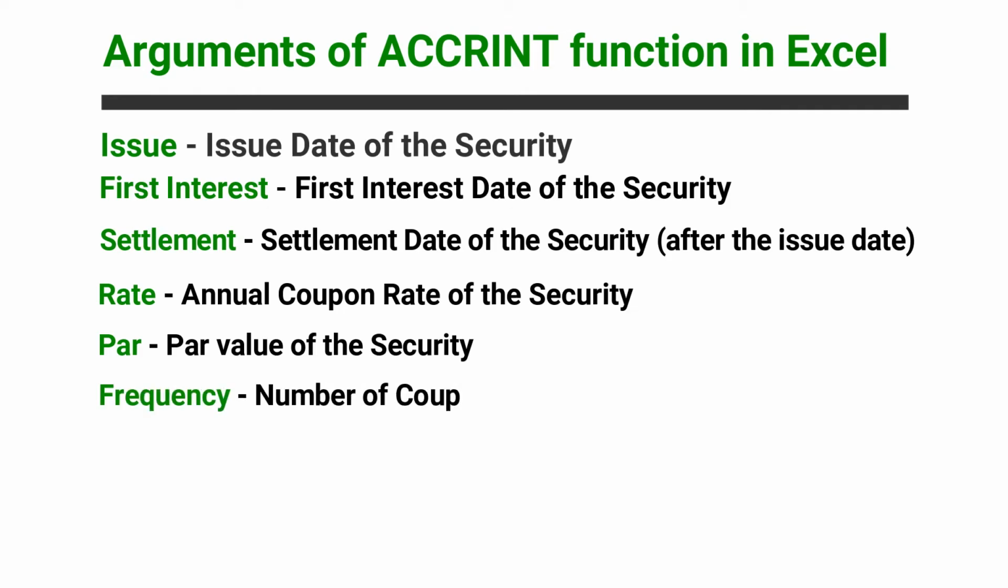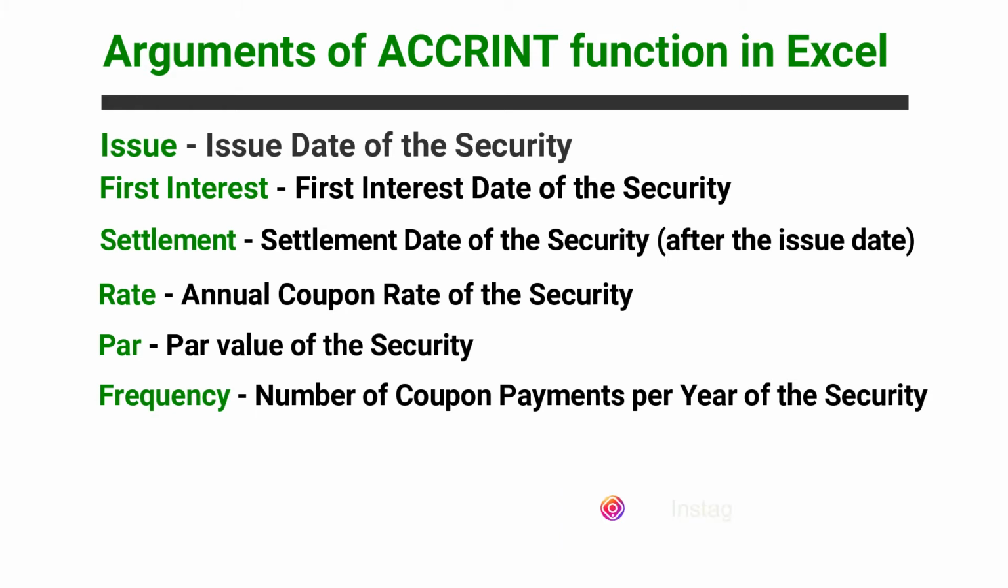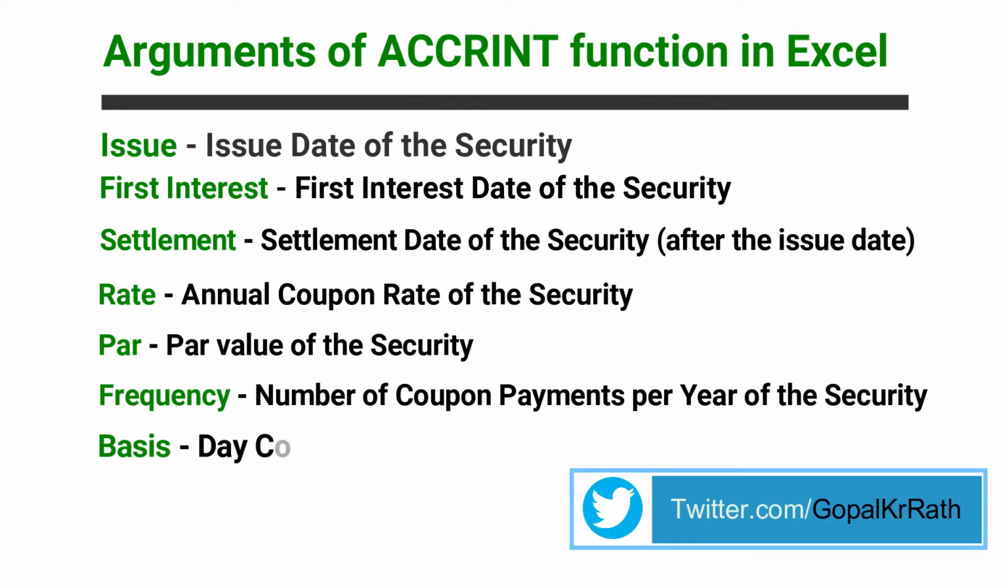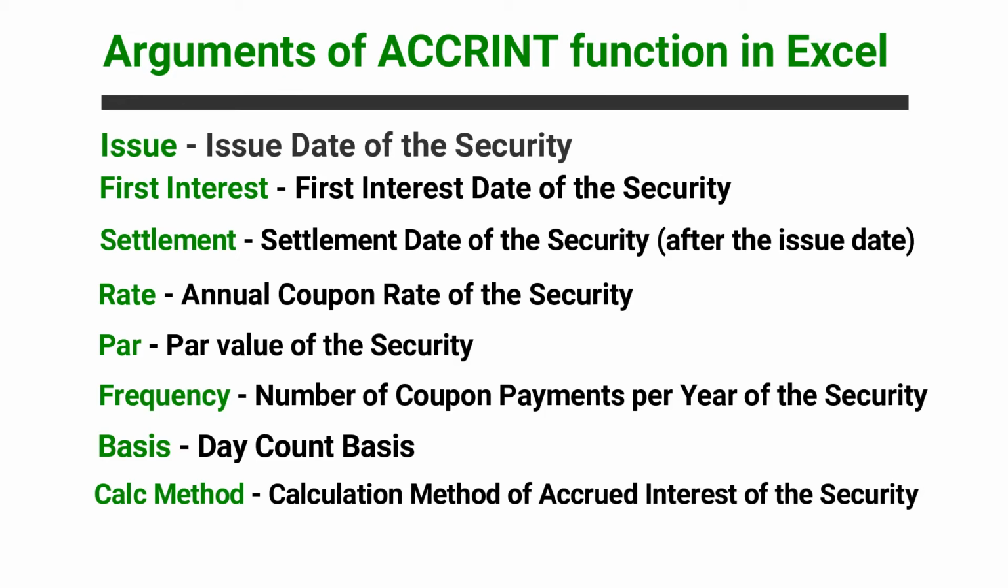Next, we have frequency. It is the number of coupon payments per year of the security. The frequency of payments is 1 for annual, 2 for semi-annual, and 4 for quarterly. Next, we have two arguments: one is basis and the other is calc method. Both are optional. The basis is from 0 to 4. Next, we have the calculation method. It is either 0 or 1. 0 means false, 1 is true. By default, it will be considered true if you don't type anything.